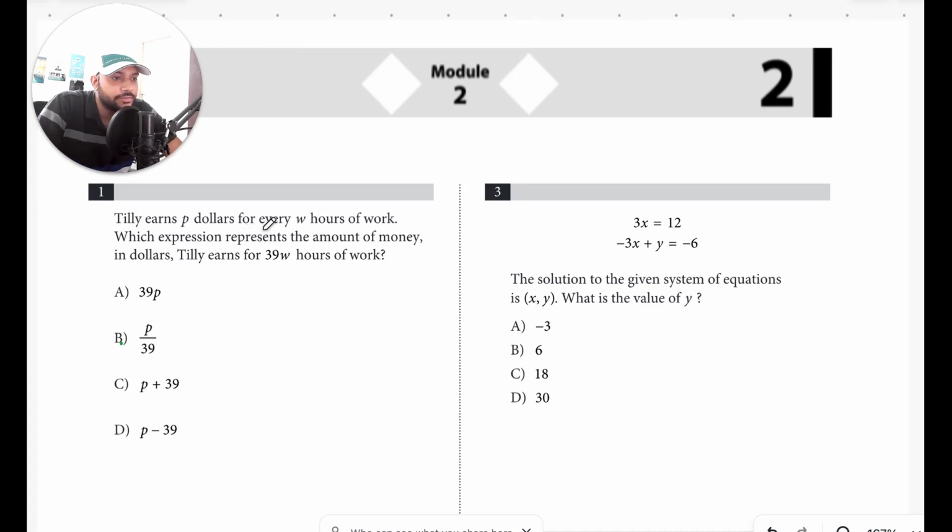Tilly earns P dollars for every W hours of work. Which expression represents the amount of money in dollars Tilly earns for 39 W hours of work? 39 WP. Oh, sorry, no. 39P. For every W hours, she earns P dollars. 39W, that means 39P. Option A.